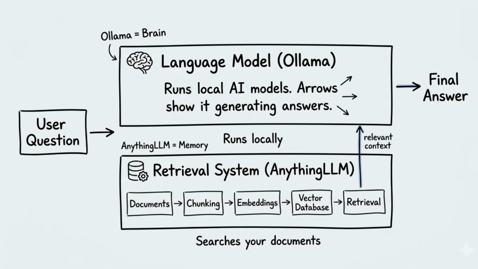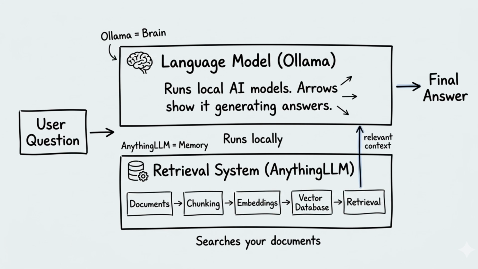Alright, so before we start installing anything, let me quickly explain what we are building here. We need two things to make the RAG work locally. First, Ollama. This runs the AI model on your machine. Think of it like a brain that generates the response. Second, AnythingLLM. This is a RAG platform, it handles everything.